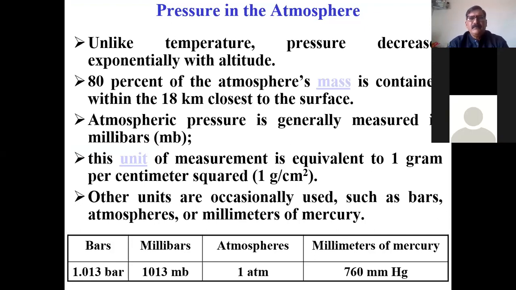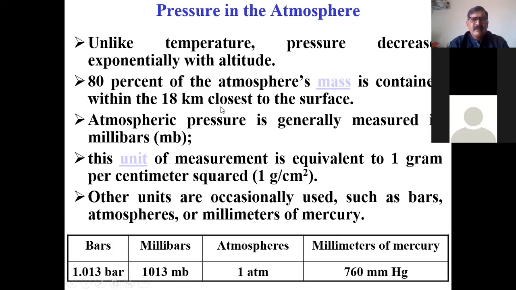Unlike temperature, pressure decreases exponentially with altitude. As the height increases, the atmospheric pressure decreases, and 80% of the mass of the atmosphere is contained in the lower atmosphere, that is the troposphere. Atmospheric pressure is generally measured in millibars.